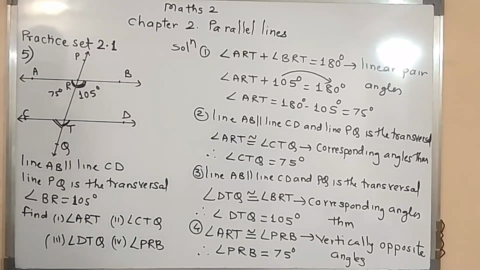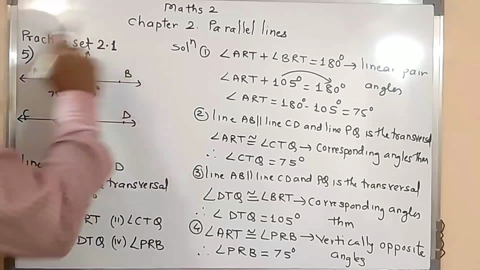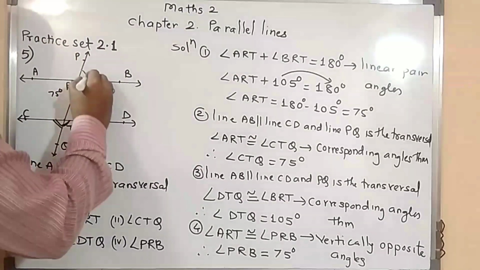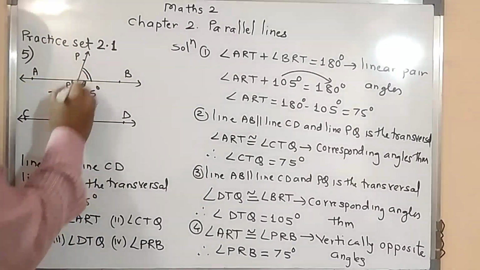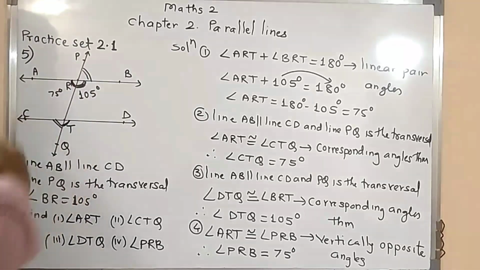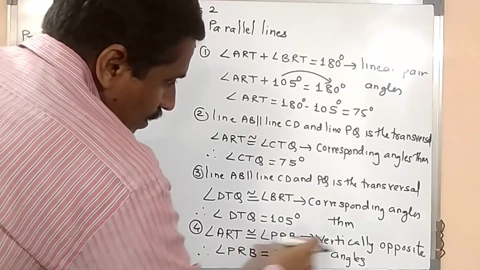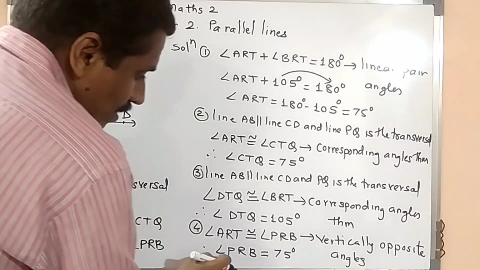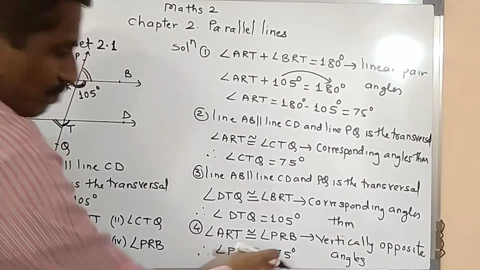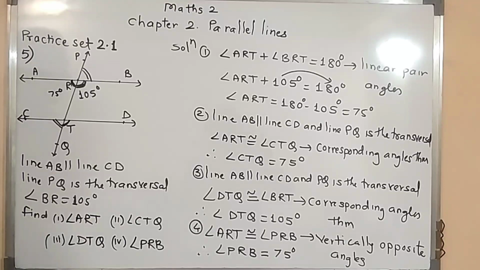The last one I have to find out is PRB. This angle PRB and this angle ART are vertically opposite angles. Therefore, angle ART is congruent to angle PRB, vertically opposite angles, and therefore angle PRB is also 75 degrees.